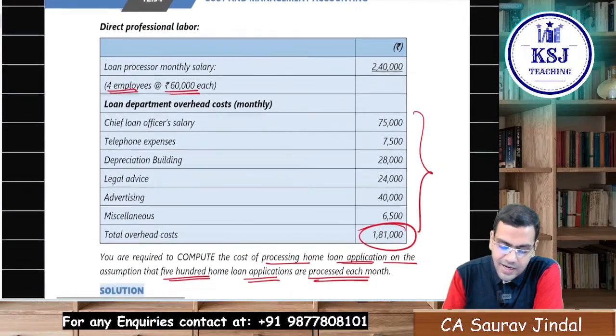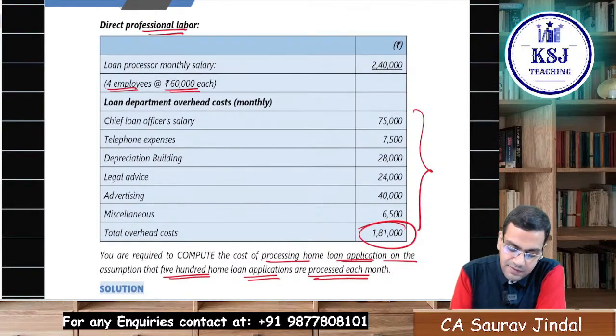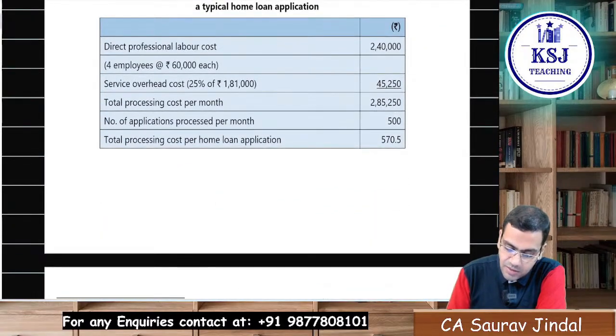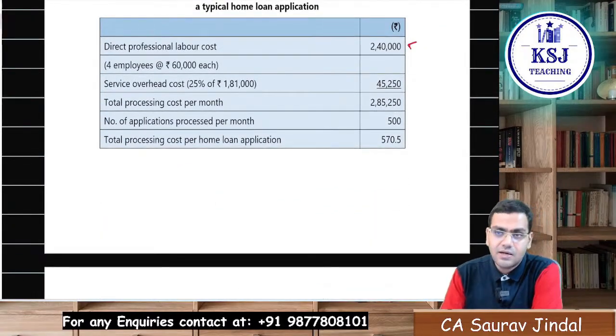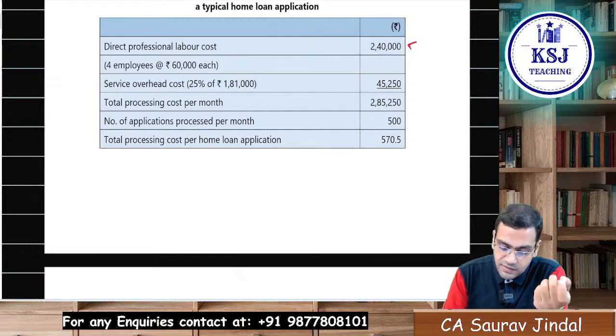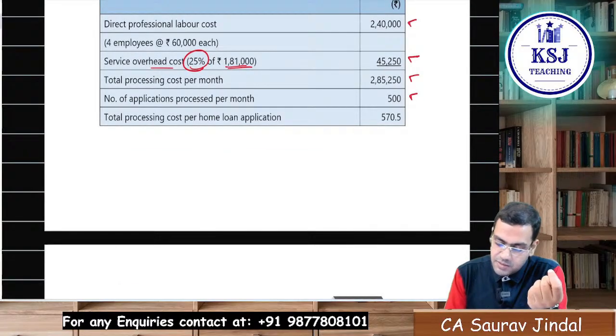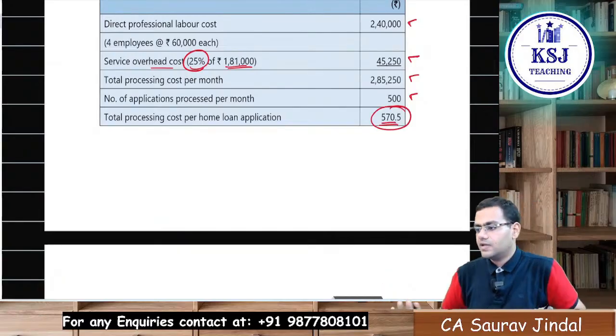Then direct professional labor that is given. Now here the loan processor monthly salary, this is the direct professional labor cost that is there. It is for the home loan. Service cost 25% of 1,81,000. So total processing cost per month, number of applications 500, processing cost per home loan application, that is 570.5.